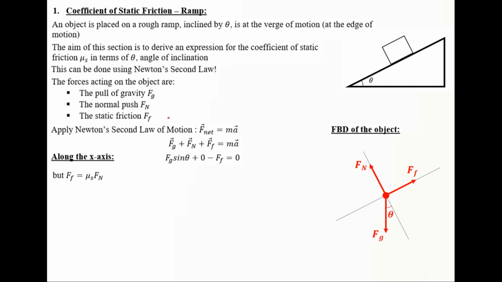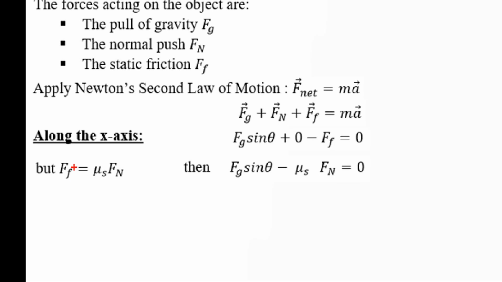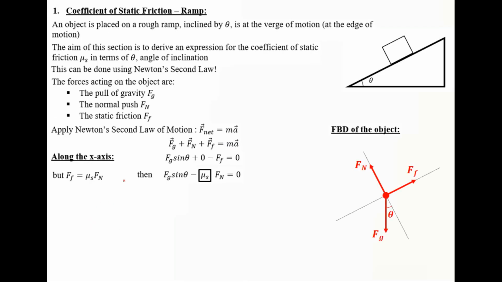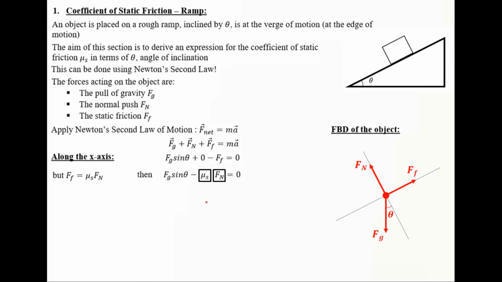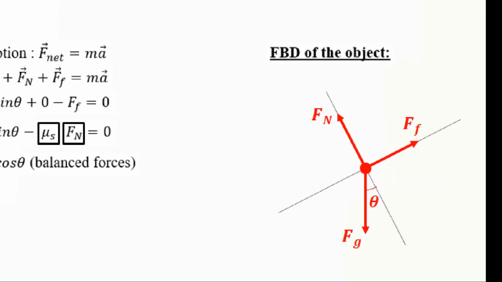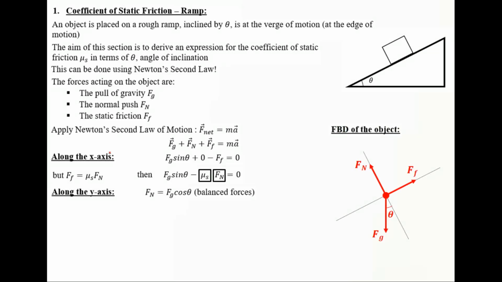But we know that friction is given by the coefficient multiplied by the normal push. Then this expression can be replaced here, and let me repeat again why we are allowed to use this expression: because we are at the verge of motion. So now in this case we are searching for the coefficient μs. However, we have two unknowns, μs and Fn. Now Fn can be determined by considering the y direction, and we know that in this case the normal push would be balanced by the pull of gravity multiplied by cosine theta.